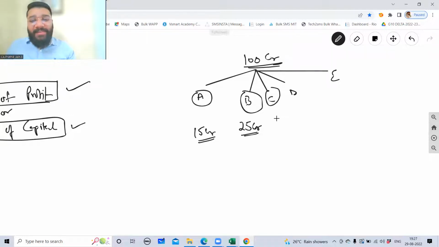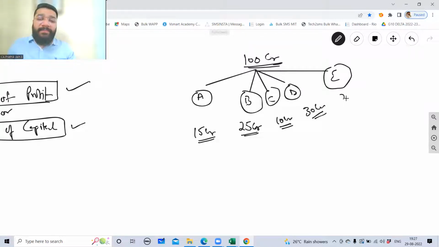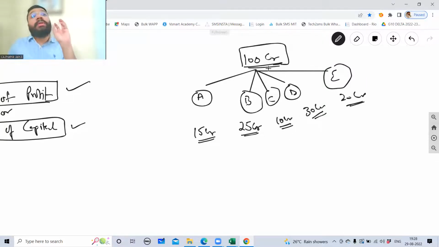C says that, sir, we have only 10 crores. Okay. So 40 plus 10 is 50. D says we have 30 crores. E says 20 crores. So can I say all these 5 put together, is it summing up to 100 crores? Now, which means what? 100 crore is my total capital of the company.